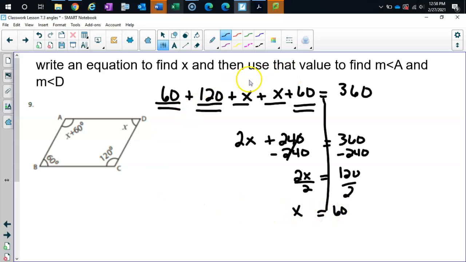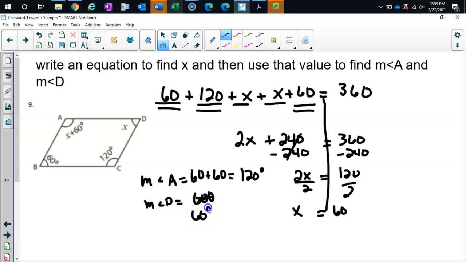Now, I want you to find the measure of angle A. Go. Well, angle A is x plus 60, so 60 plus 60 is 120. Find the measure of angle D. Go. Measure of angle D is x, which is just 60. Whoops, why did I write 600? 60. So this is 60, this is 120, and if you add all of these together, you will get 360.